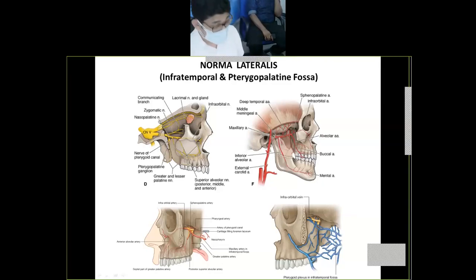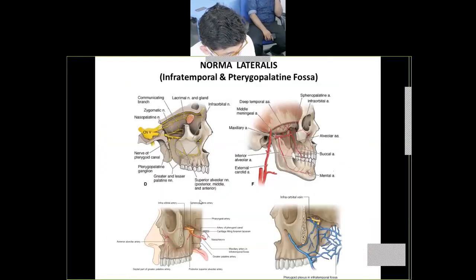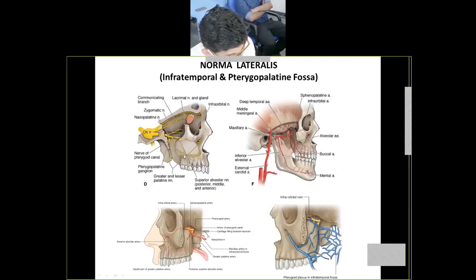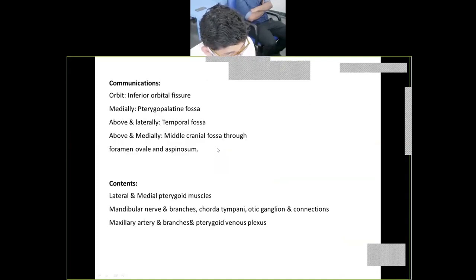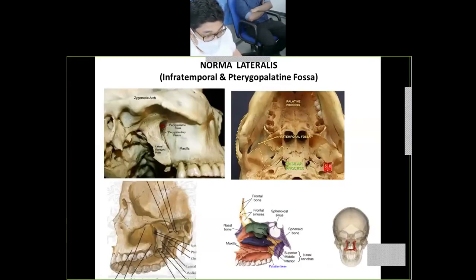So these are the main contents, apart from the pterygoid muscles. These are the contents of the infratemporal fossa. Plus there is another nerve which is known as the chorda tympani. We will discuss about it. And there is a ganglion which is known as the otic ganglion. Okay, till here is it understood? Yes, sir.